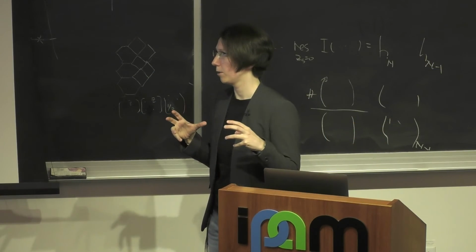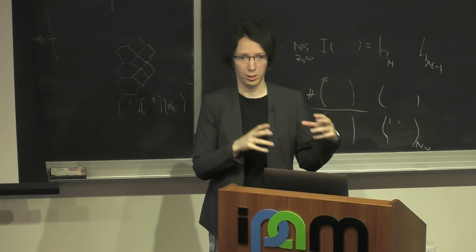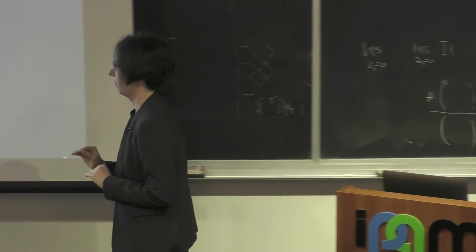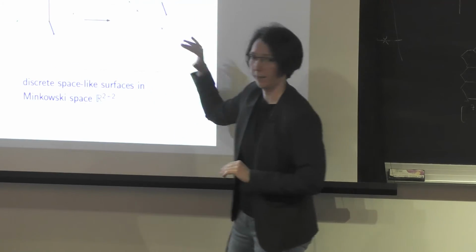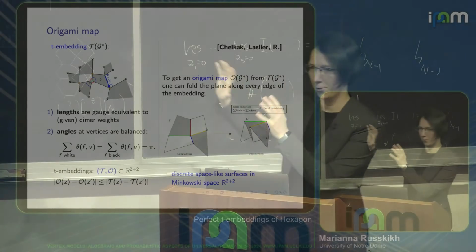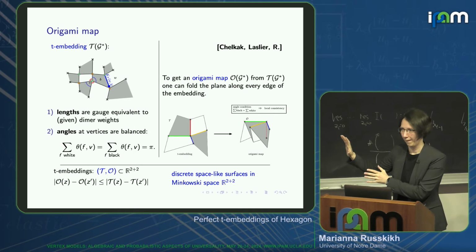So I want to think about embeddings actually not to the complex plane, but to the R2 plus 2 Minkowski space, where yet again we have two coordinates. One is a t-embedding, and another one is the origami map. All right, any questions here? Good.